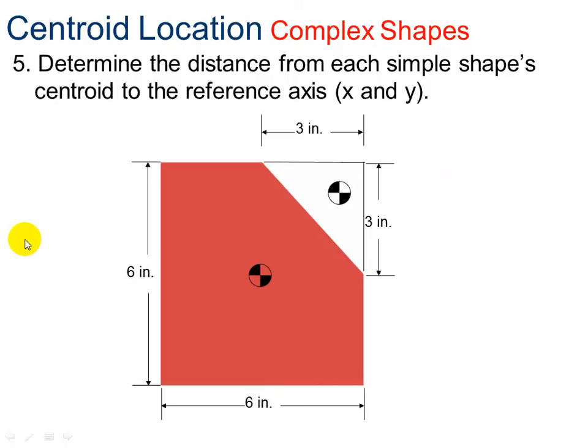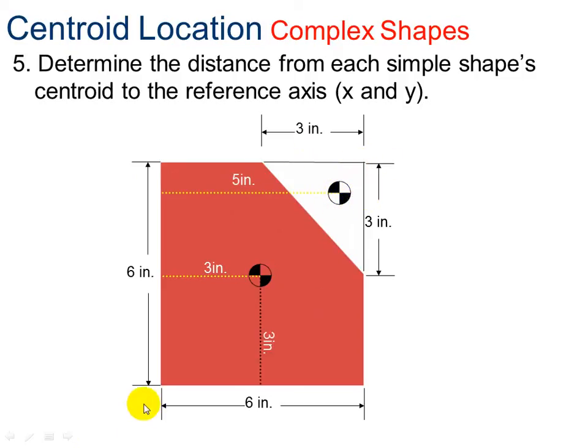So let's determine the distance from each simple shape centroid to the reference axis. I'm going to put my reference axis right here and right here. So I need to know how far it is across here. It's going to be half of this base, which is 3. And then this distance over here is a third of this base. So a third of 3 is 1 from here to here.